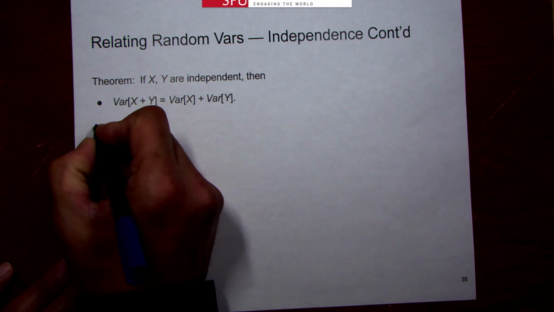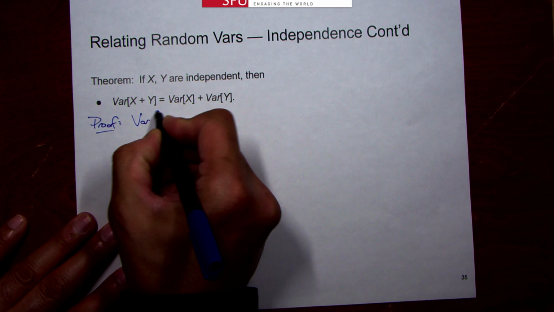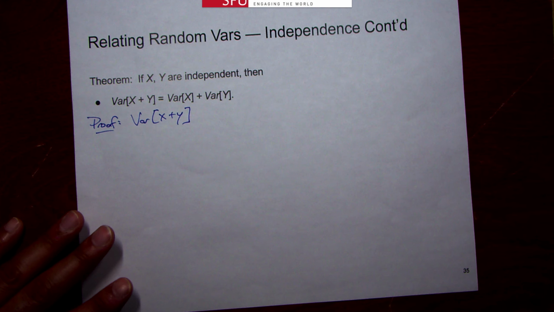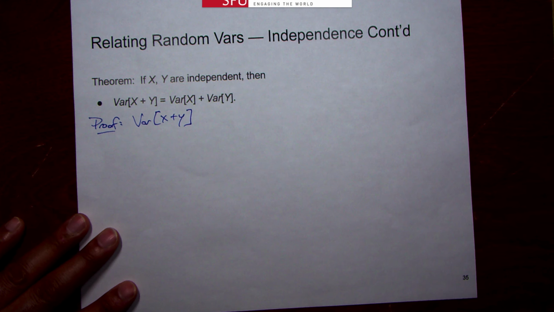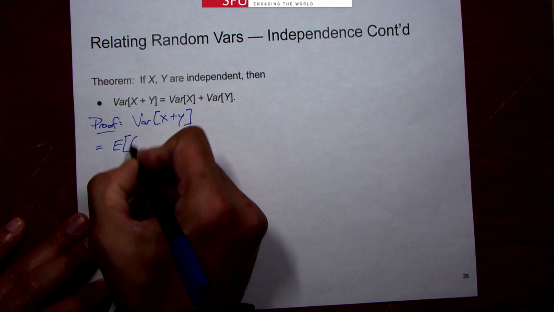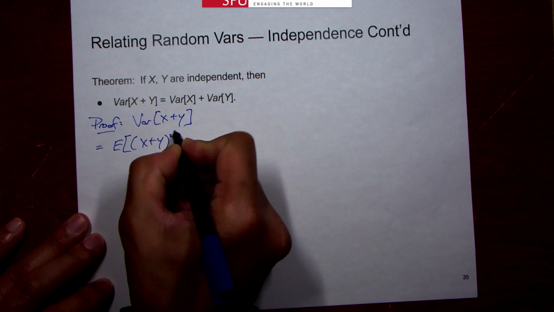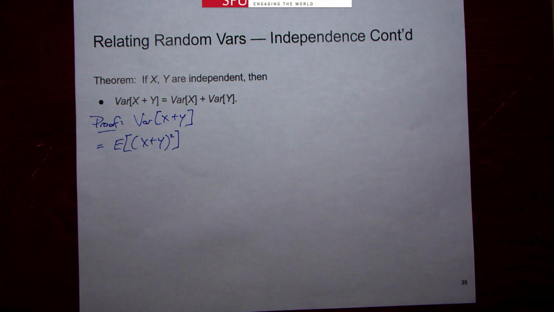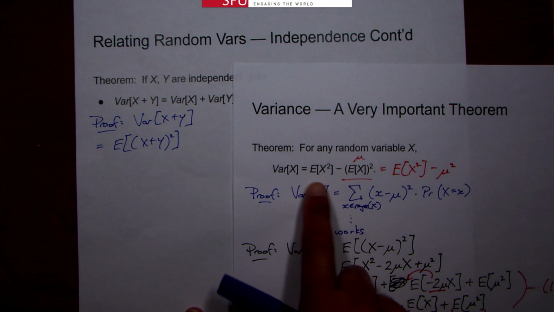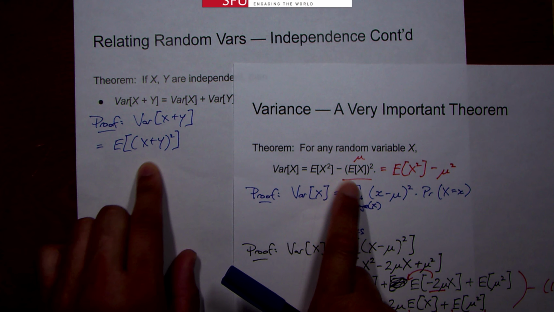Okay, so proof. Start off with the variance of x plus y. We'll do this sort of left-hand side equals right-hand side sort of proof. And from the theorem that I showed you from before, we can just take the square of what's inside and find its expectation and subtract off the square of the expectation of that.